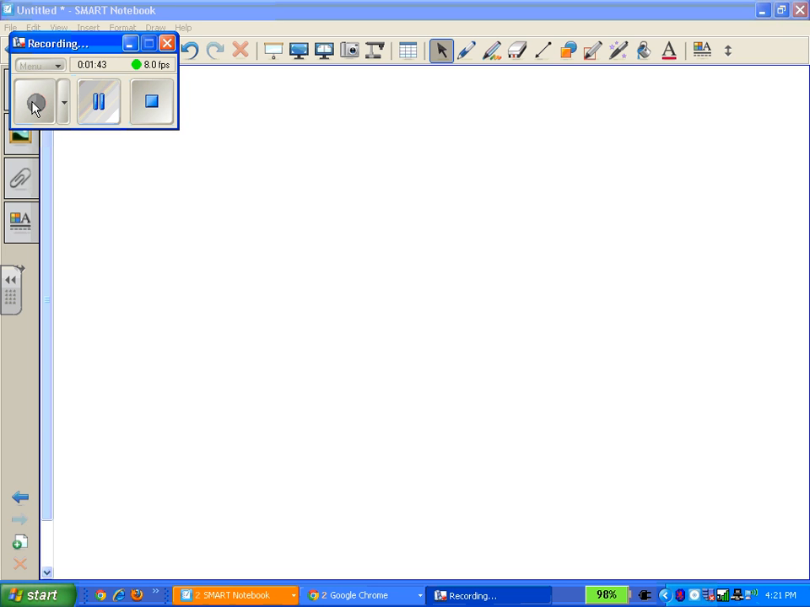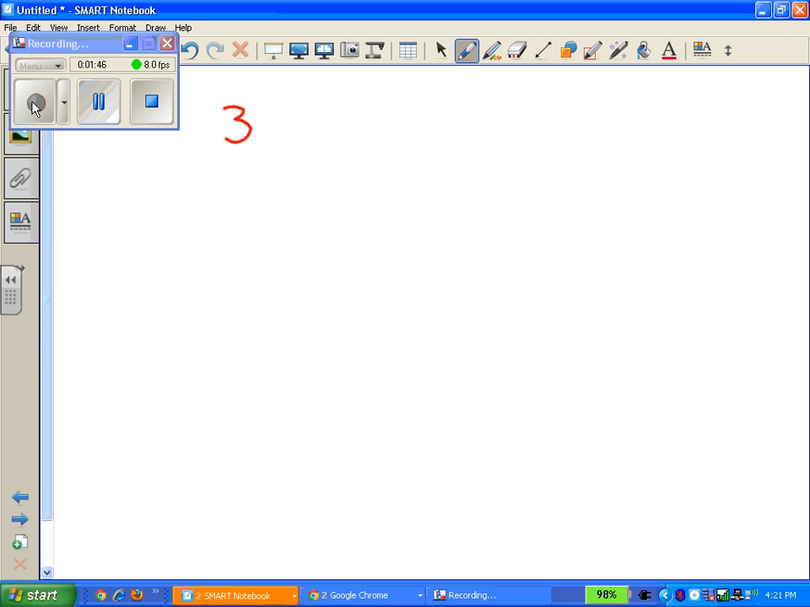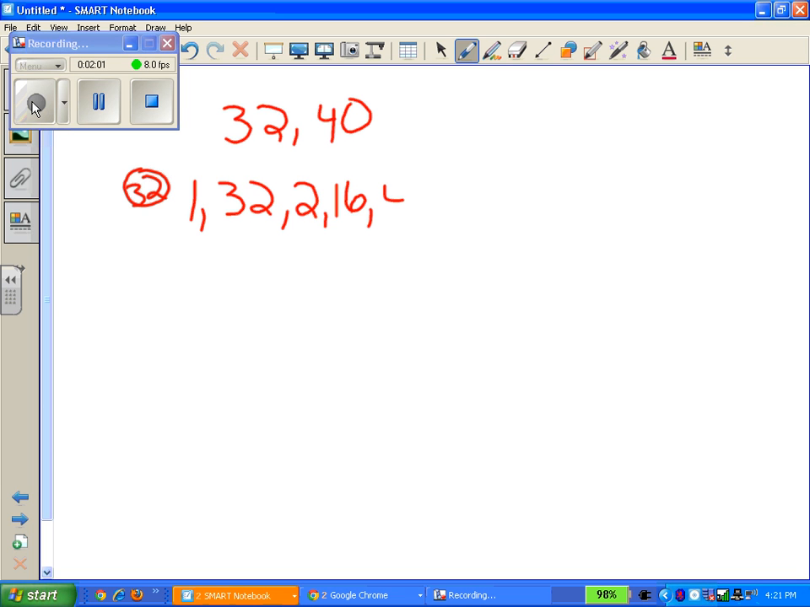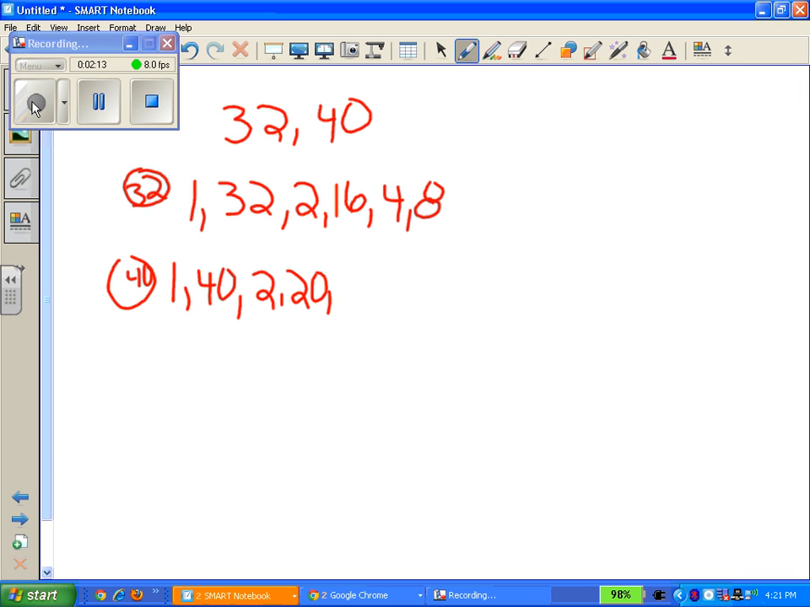The next problem on your sheet has the pair of numbers 32 and 40. The first way to solve this would be by listing the factors. So we'll list the factors of 32. 1 times 32, 2 times 16, and 4 times 8. Now we're going to list the factors of 40. 1 times 40, 2 times 20, 4 times 10, and 5 times 8. And the greatest common factor that they have is 8.